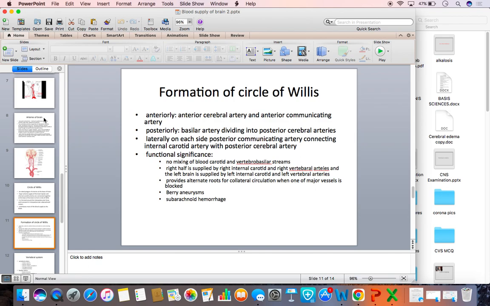Then how is it formed? Anteriorly, the two anterior cerebral arteries are connected together by the anterior communicating artery. Posteriorly, the basilar artery divides into two posterior cerebral arteries. And laterally, it is bounded by the posterior communicating arteries that connect the posterior cerebral artery with the internal carotid artery. This is how the circle of Willis is formed.